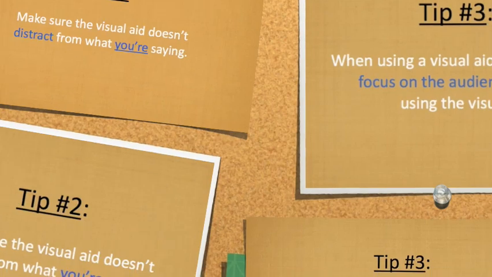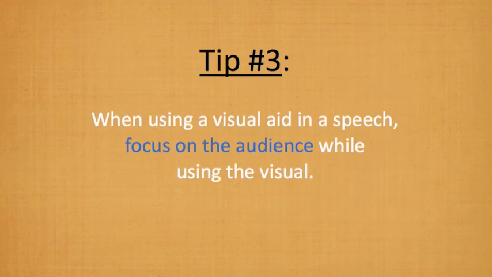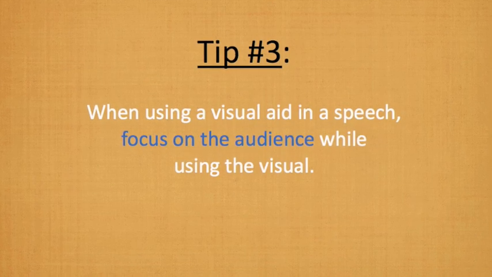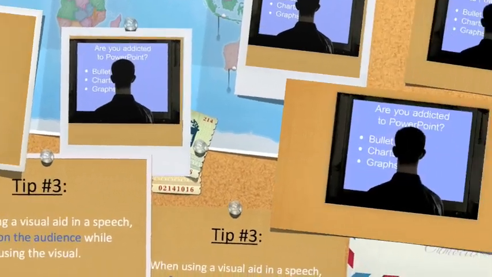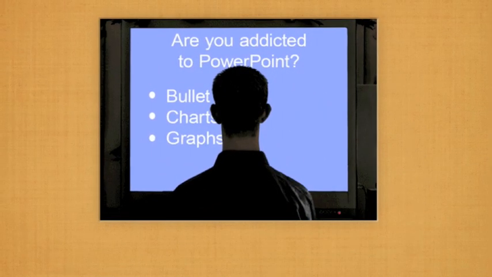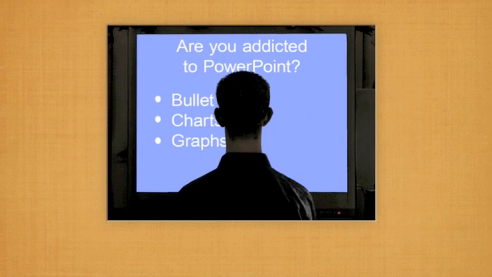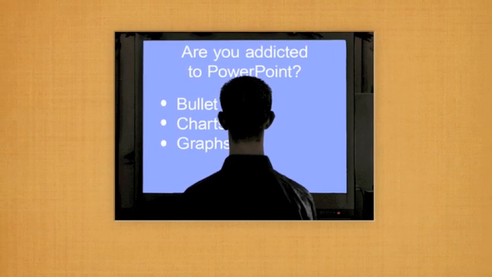Tip number 3. When using a visual aid in your speech, focus on the audience while using the visual. This means that if you're using PowerPoint or a poster board or video clip, you're not turned away from your audience while reading the PowerPoint or poster or talking toward the projection screen. An easy solution to not having to turn around toward your PowerPoint is to print out the PowerPoint slides and have them with your speaking notes. That way you don't have to turn around every time you change your slide.